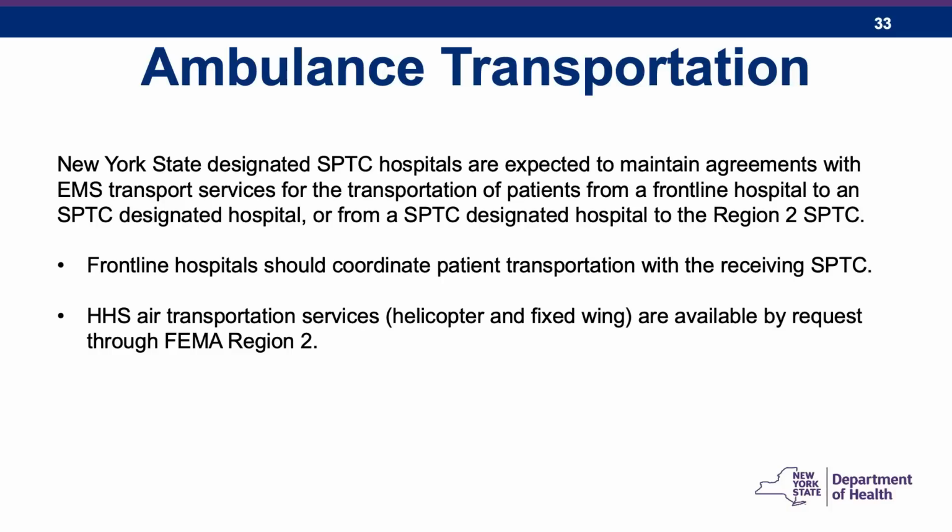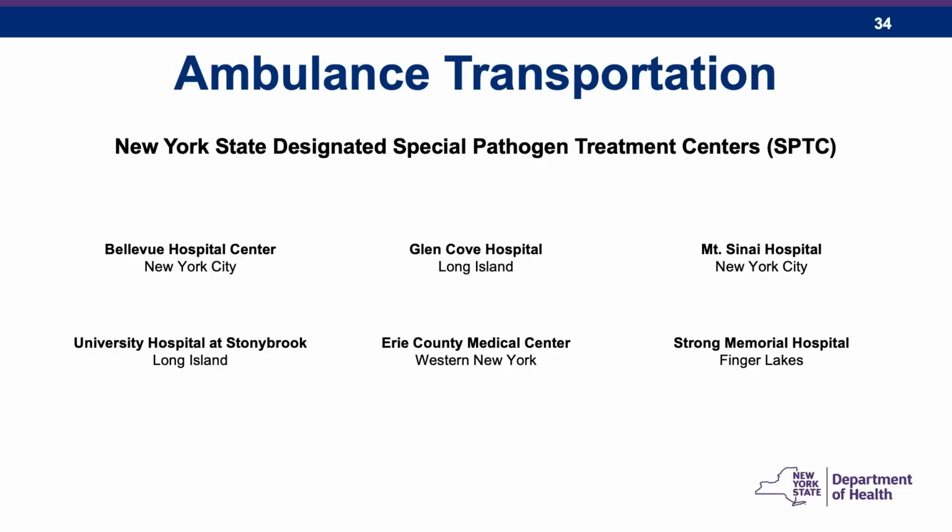And the agreement is supposed to cover transportation of patients from a frontline hospital to the Special Pathogen Treatment Center, and also from a Special Pathogen Treatment Center to the Region 2 Special Pathogen Treatment Center, which is Bellevue. Frontline hospitals should coordinate the patient transportation with the receiving Special Pathogen Treatment Center, and this is something that we at the state and probably also the local health department are likely to be involved with too, so you're not going to be on your own here. There also is an HHS air transportation service available by request through FEMA Region 2 if that is needed. My last slide here shows the New York State designated special pathogen treatment centers.